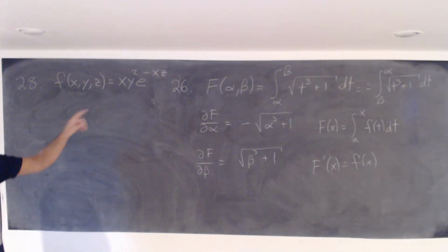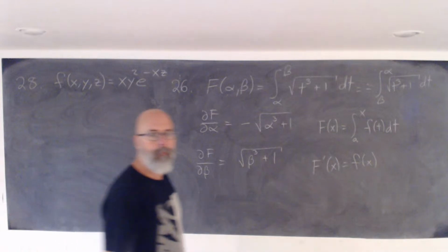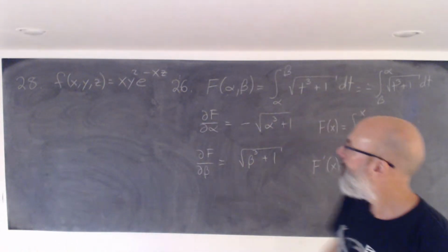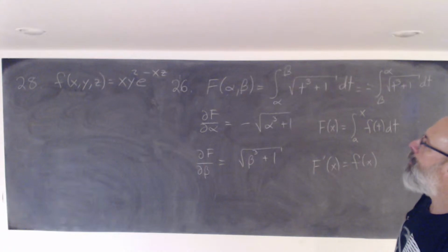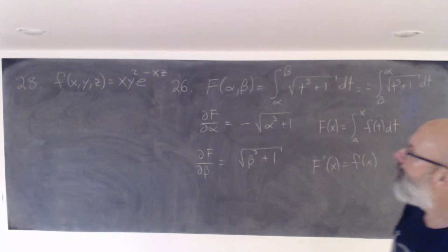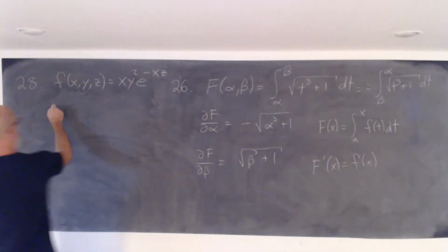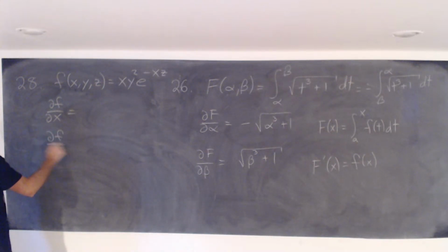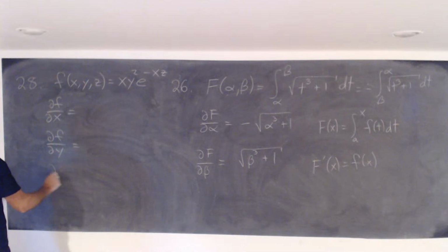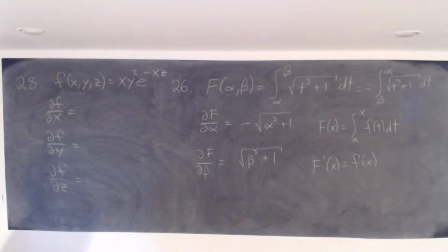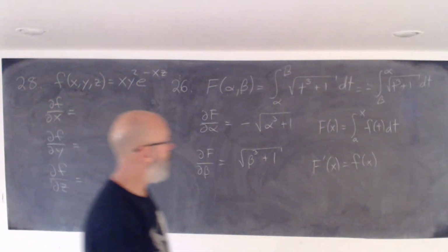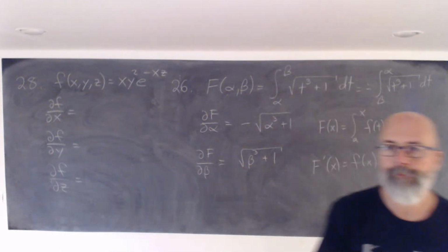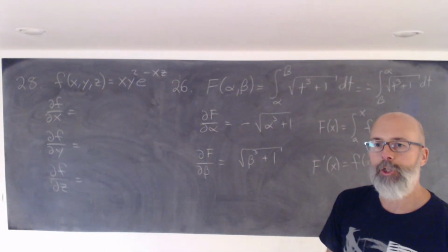Consider now a function of 3 variables. You've got a function of 3 variables. So we can ask the question, what is the derivative with respect to x? What is the derivative with respect to y? What is the derivative with respect to z? Let's work these out.